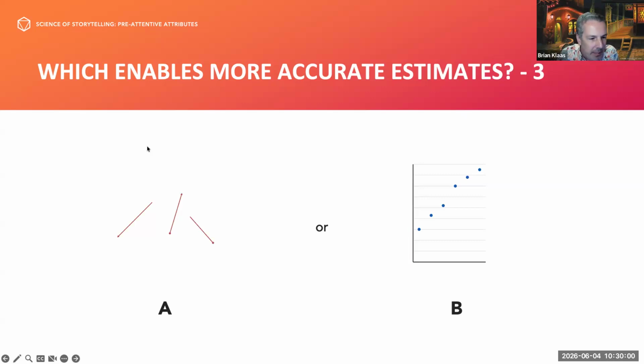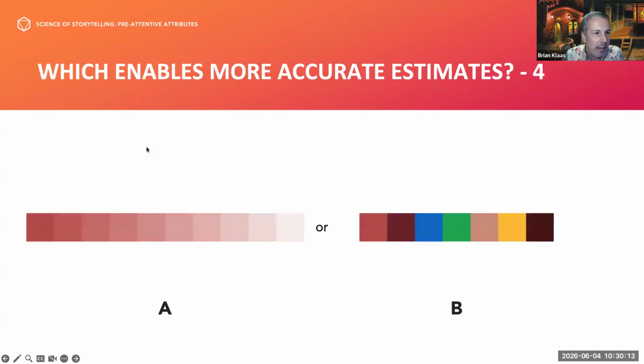A or B? Yeah, B, right? Because again, you've got your X and Y axis, you've got your grid. It's really hard for us to determine value based on angle or arc length, as I was saying before. All right, last one. Which one?